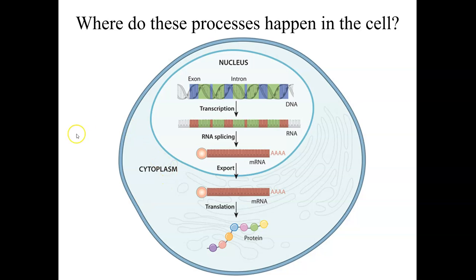So where does this all happen? Where are we duplicating these things and making these things? Transcription, going from DNA to RNA, is happening in the nucleus. Then we process this a little bit. We grab some stuff out of it, we simplify it a little bit, and then we export it into the cytoplasm. And then in the cytoplasm is where it's made into protein.